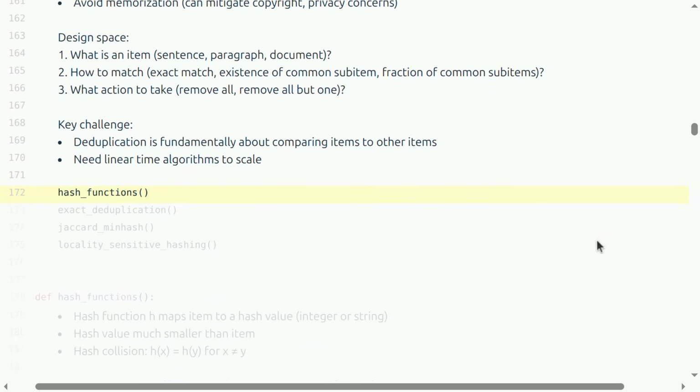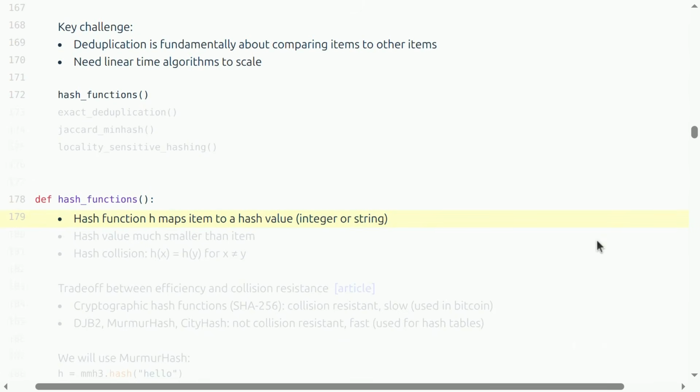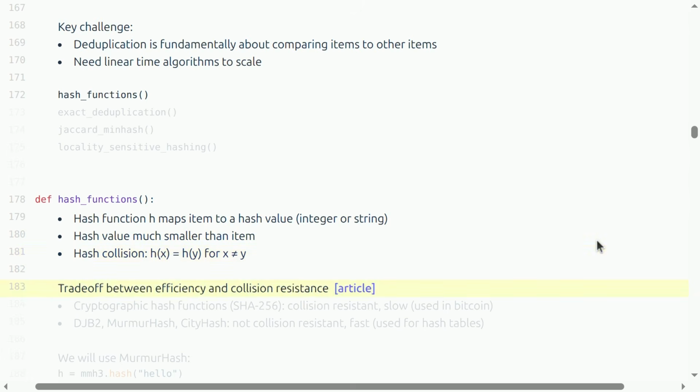So typically, the deduplication literature uses hash functions to get around this. We'll develop some of these ideas. These are quite nice ideas, thanks to the algorithms community. I think everyone knows what a hash function is. It takes some sort of value, like a string, and maps it into something like a string or an integer. The hash value is much smaller than the item. Hash collisions are when two distinct items map to the same hash. Okay?